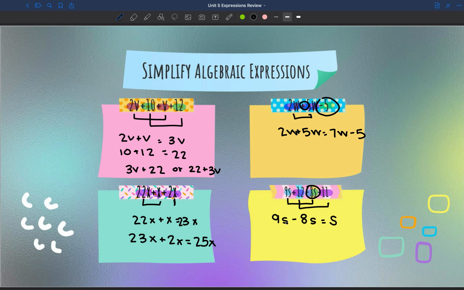And then we have positive 12, and this was, let me erase it so we can see it a little better, a negative 11. So when we subtract 11 from 12, we get 1. So our final simplified algebraic expression should be s minus 1.